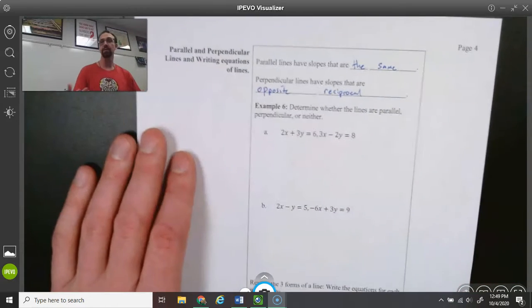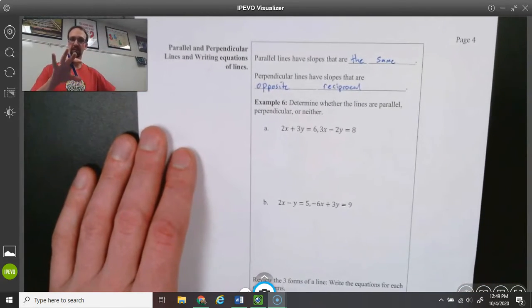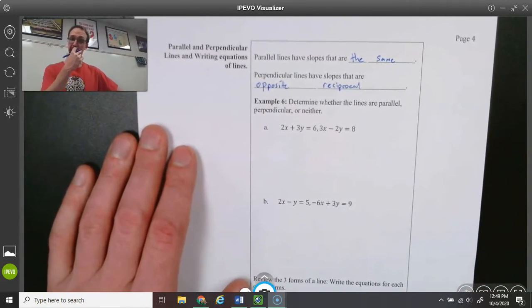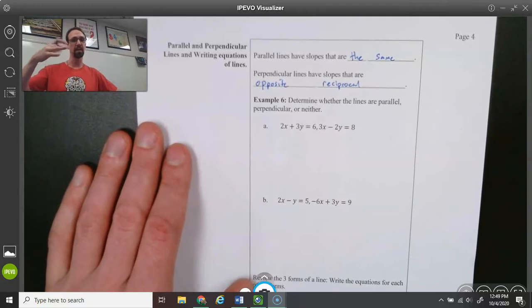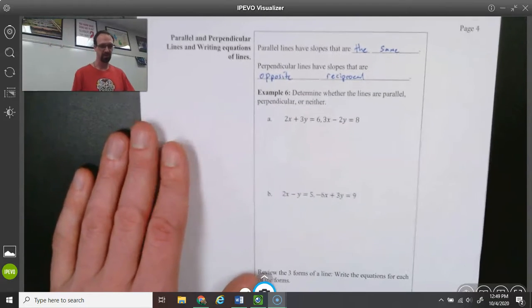An opposite of something is when you change the sign. If it's positive, it becomes negative. If it's negative, it becomes positive. Reciprocal is where you change what's in the numerator and the denominator. So those would interchange or flip.